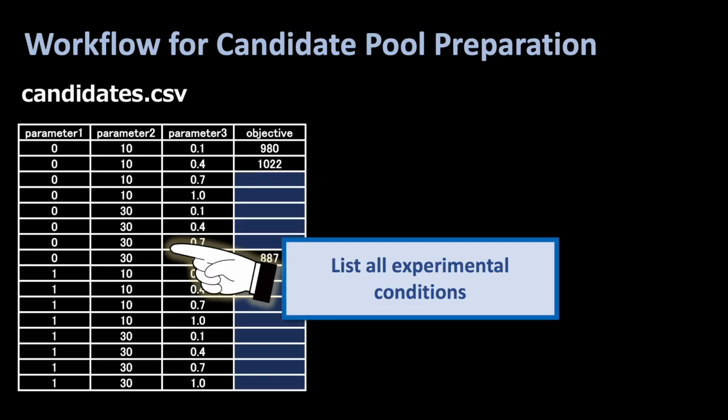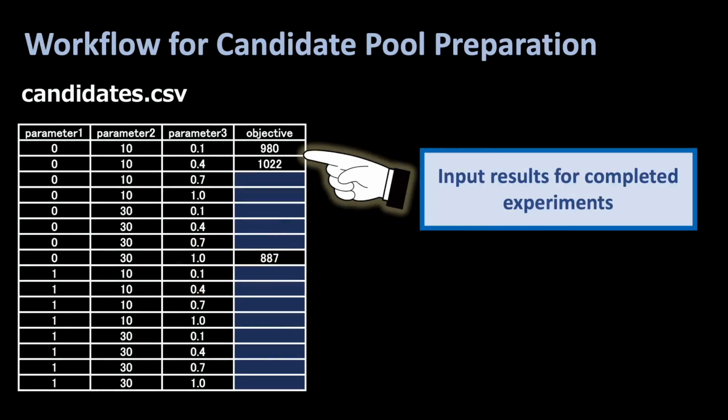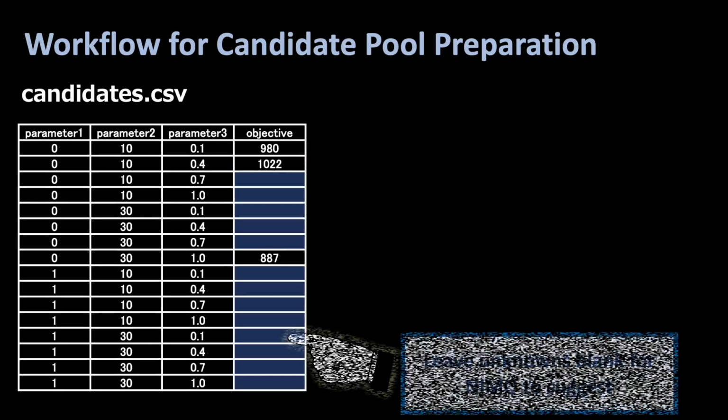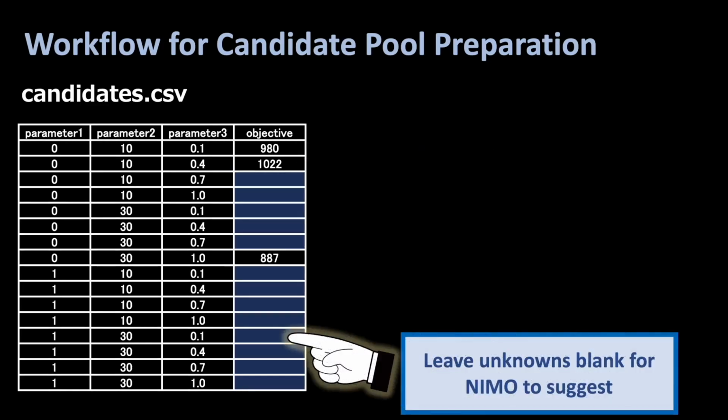Once experiments are completed, the resulting objective values are entered into the corresponding column. For experiments not yet performed, the column remains blank. NIMO then suggests the next experimental conditions from these blanks. This is the basic workflow for candidate pool preparation.